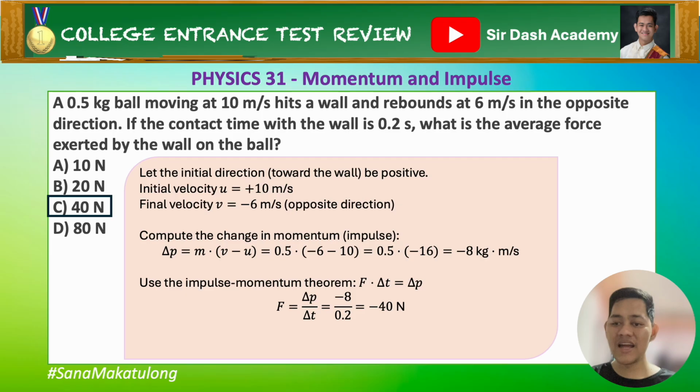So, that's negative 8 kilogram meter per second. So, that is equal to 2 newtons, kilogram meter per second squared. That's it. Now, sir, bakit naging 40 newtons lang yung sagot sa C? Kasi ang tanong dito, ano yung average force exerted by the wall on the ball? So, itong negative na sa solution natin kanina, sinasabi lang nito na yung direction niya is opposite.